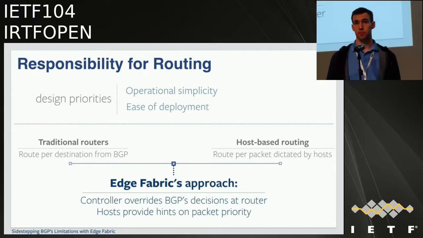So Edge Fabric's approach is balanced between these 2 extremes. We have a controller that overrides BGP's decisions at the router, and our hosts provide hints on packet priority, but don't precisely specify how the packet should be egressed from our network.